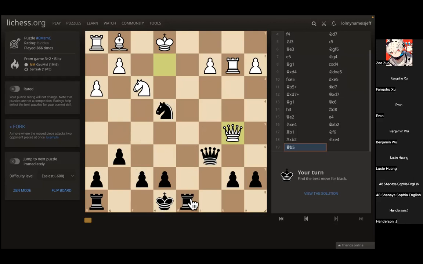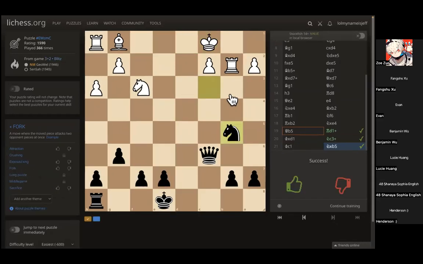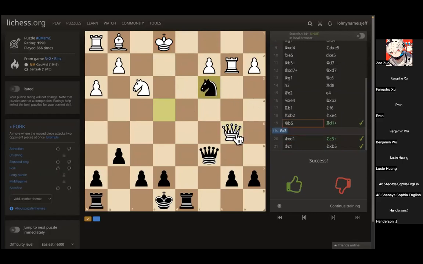Yes, rook to d1 is the correct move. The rook attacks the king and the queen at the same time. Right, that's correct. So now knight to c3 forks the king and the queen, and now we can simply take the queen. The idea here was we have to force the king to a certain square so that knight c3 works. Because in this position, if we play knight c3, then there's simply a queen trade, and we wouldn't be able to win any material. So we have to force the king to the d1 square so that when knight c3 comes, it comes with check so that we can pick up the queen.